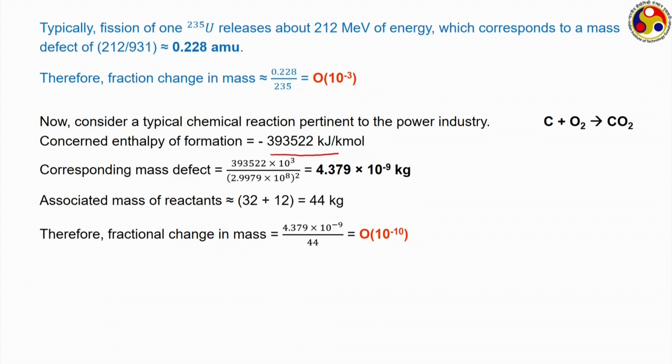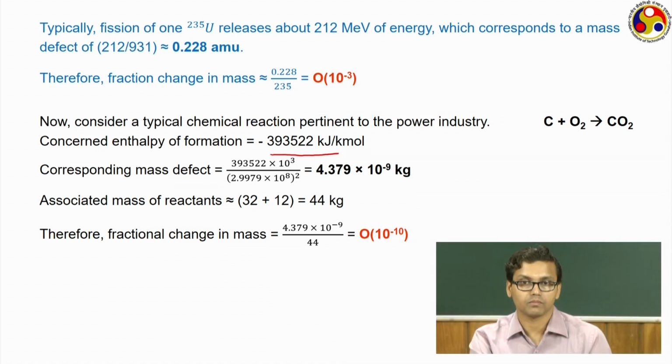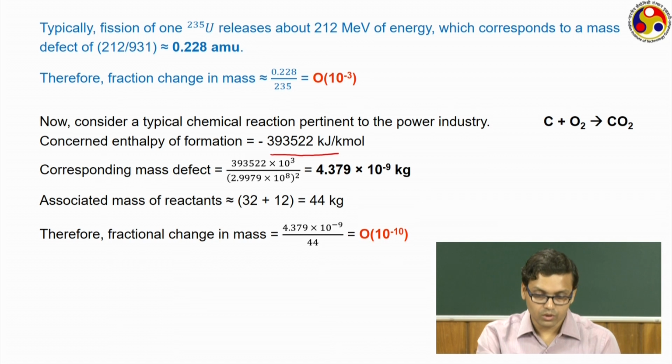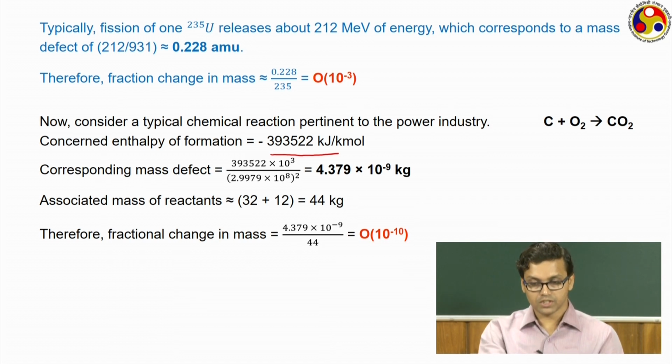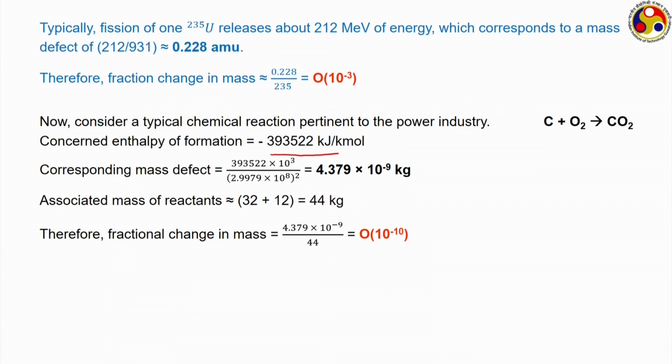These numbers are very important to understand the importance of nuclear reactions. There are 2 points to note. Firstly, with a chemical reaction we are seeing a fractional mass defect of 10⁻¹⁰. Therefore, we can understand that whenever we have any kind of chemical reaction, there is some amount of mass defect between reactants and products, and that mass defect gets converted to energy, which we see as the manifestation of an exothermic chemical reaction.